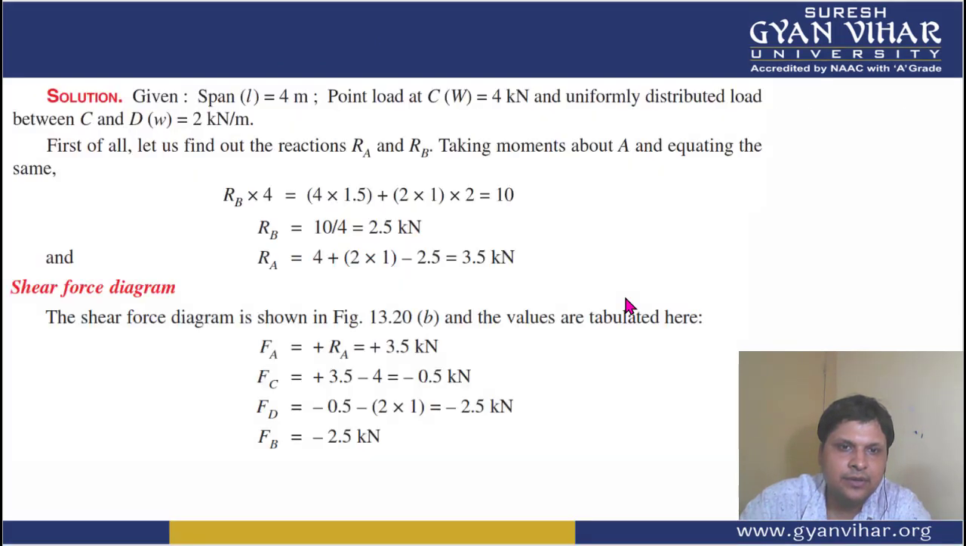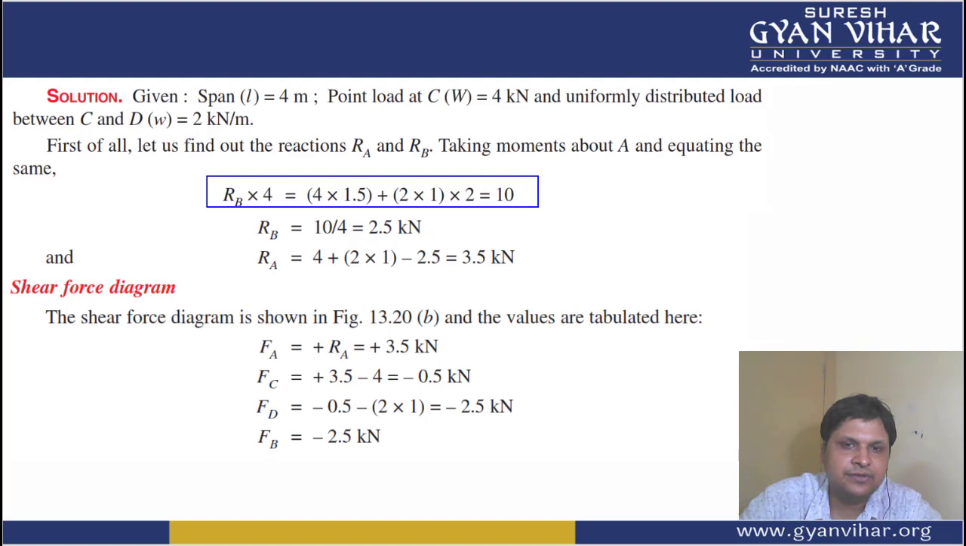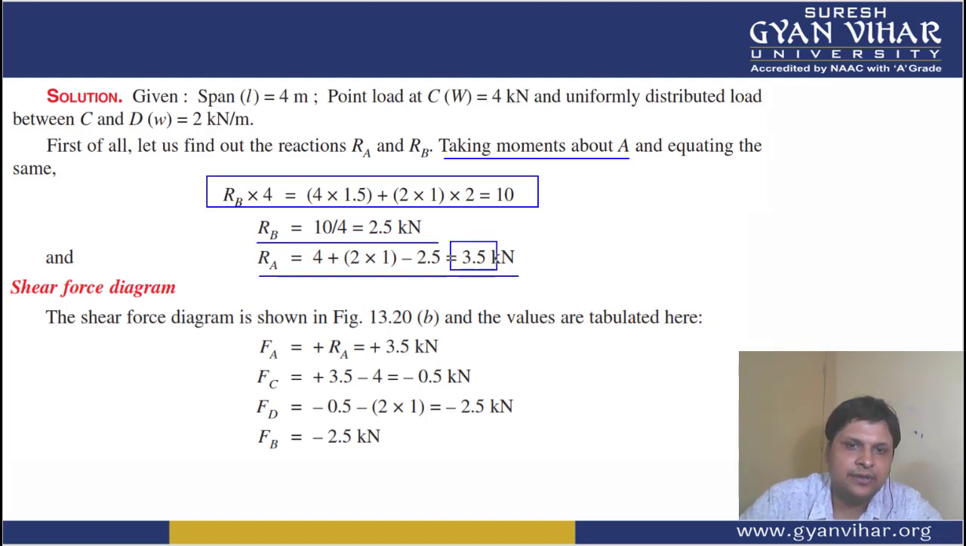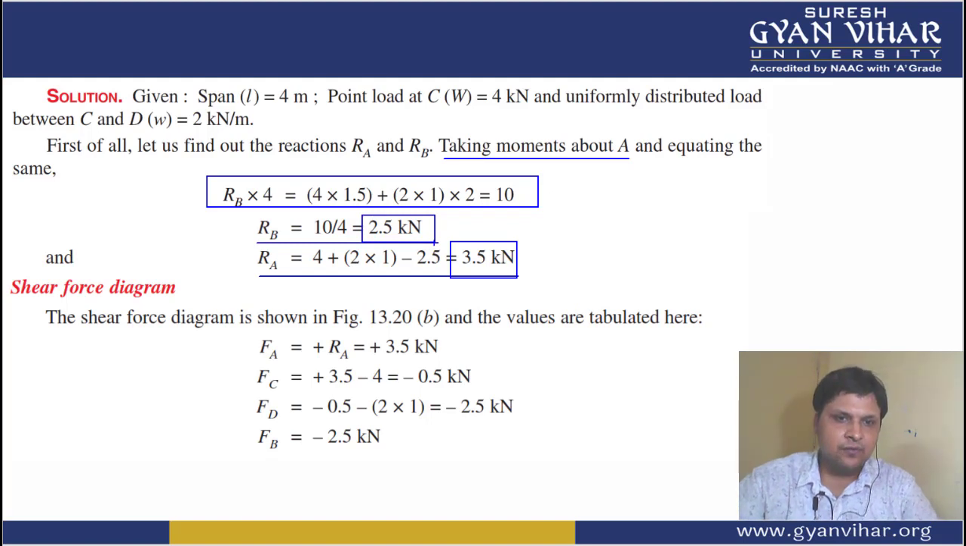You can see here, students, first of all we have calculated the support reaction. One equation is this equation, which we have got after finding the moment about point A. All right, and after calculating this RB, again by the condition that the vertical force is equal to 0, putting this RB value, we can calculate the RA value. It is coming 3.5 kilonewton. So both RA and RB are calculated. Then for the shear force diagram, we will have to calculate some values.